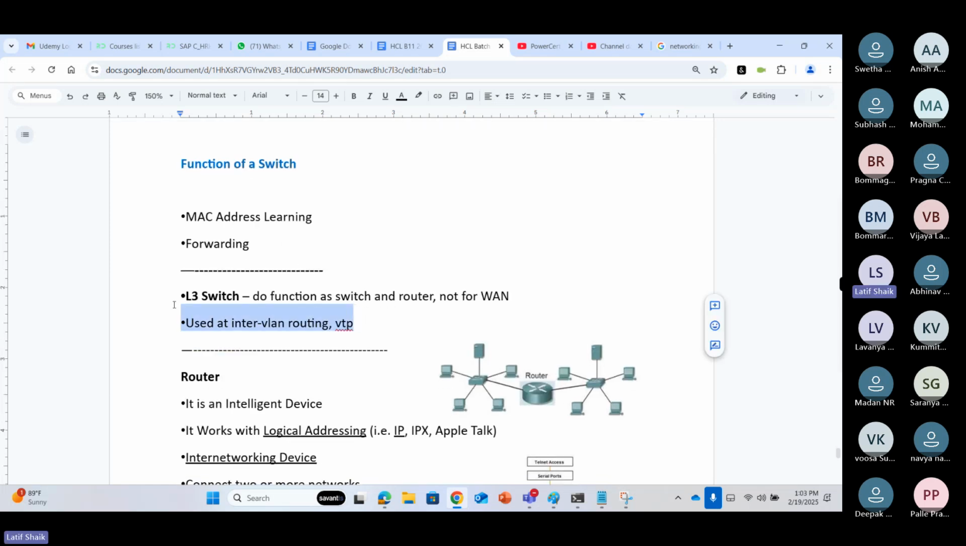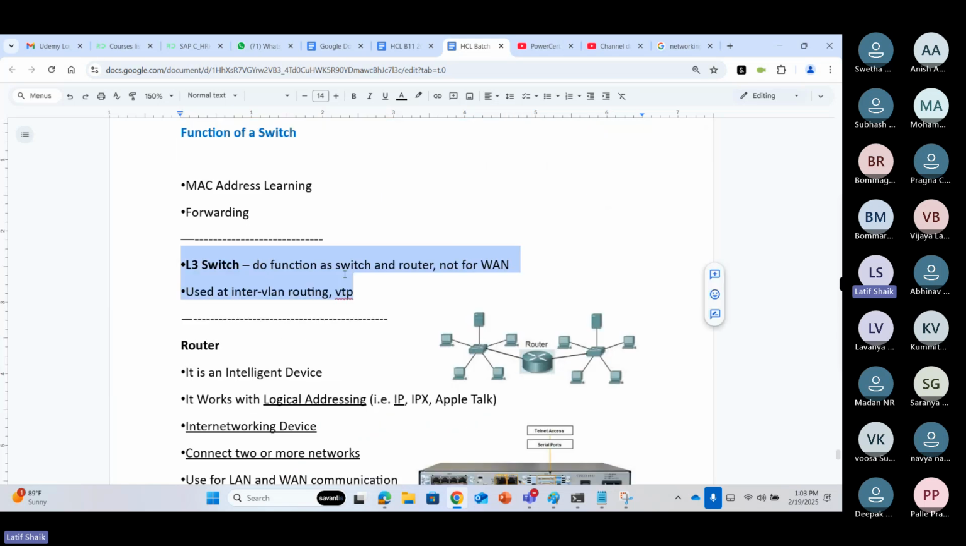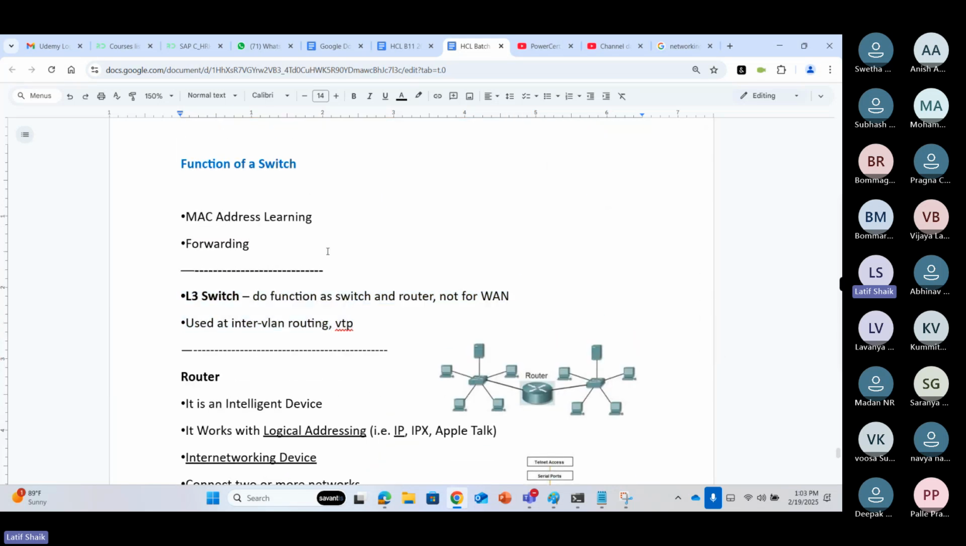And there are layer 3 switches also. What is this layer 3 switch? Layer 3 switches have not only layer 2 functionality but also layer 3 functions, meaning IP addresses, inter-VLAN routing, VTP creation, VLAN management. We can do these with layer 3 switches. But layer 3 switches do not have a WAN interface like a router. They act like a router within the LAN, not for WAN connectivity. Within your organization, within your private network, you can use it, but direct WAN connectivity is not there.